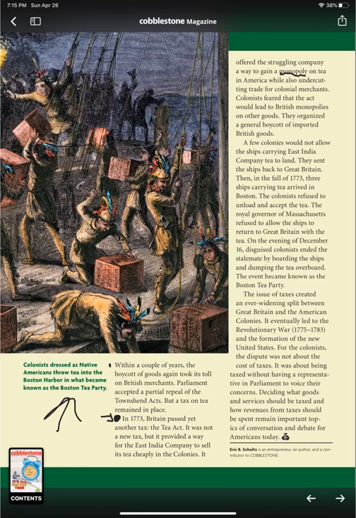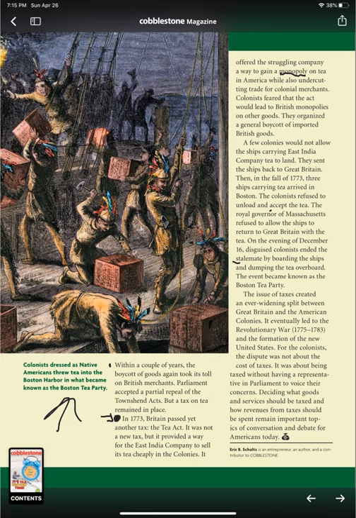In the fall of 1773, 3 ships carrying tea arrived in Boston. The colonists refused to unload and accept the tea. The royal governor of Massachusetts refused to allow the ships to return to Great Britain with the tea. So, on the evening of December 16th, disguised colonists ended the stalemate, which is like a standoff, by boarding the ships and dumping the tea overboard, and the event became known as the Boston Tea Party.